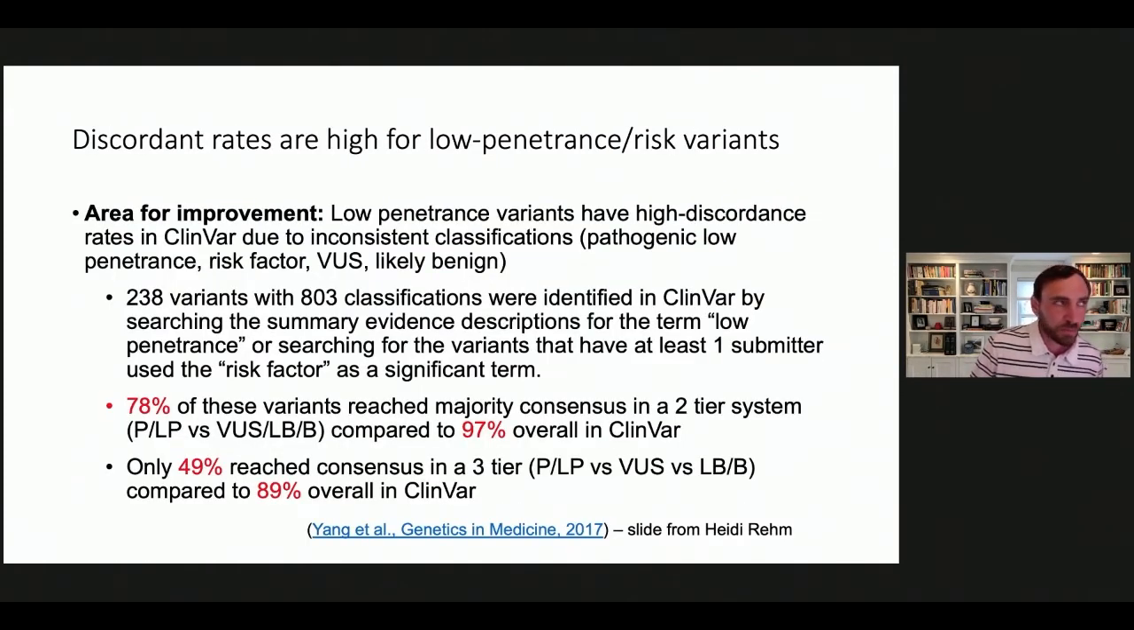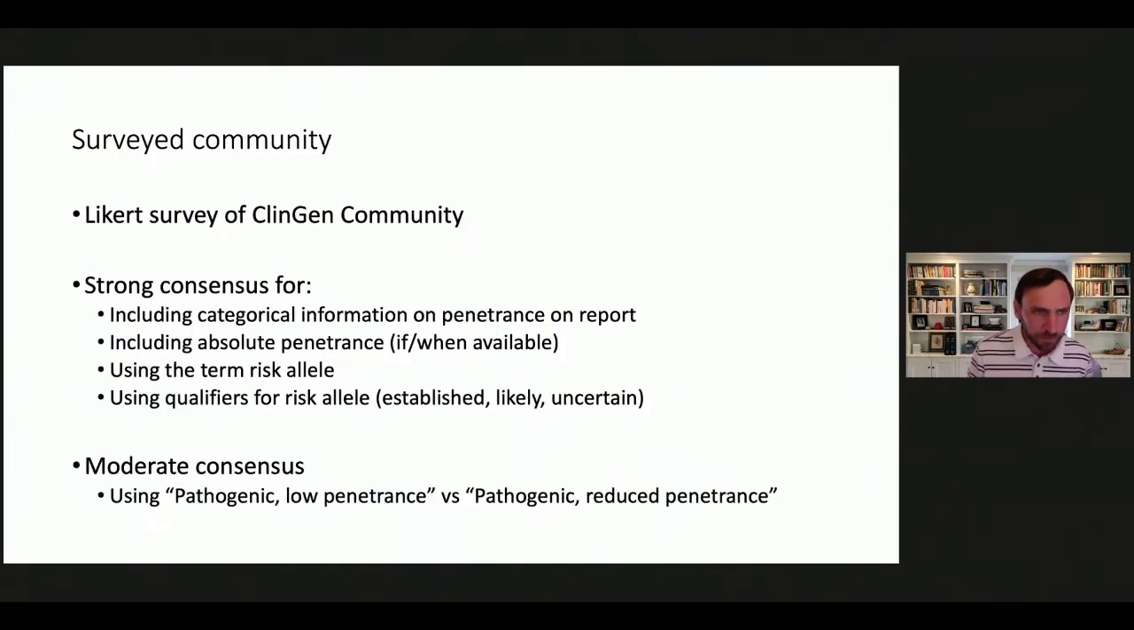There are also pretty high discordant rates for low penetrance risk alleles. Again, this is slightly older data, but I did look at ClinVar and you do see similar patterns still holding up, in that most of the variants that are initially classified as a risk factor or as low penetrance still end up being the ones that have the highest levels of discrepancy, even after trying to determine consensus. And so it's pretty clear that a more standard framework needs to be developed for these. And again, that's the goal of our working group.